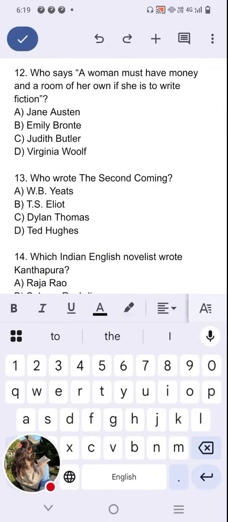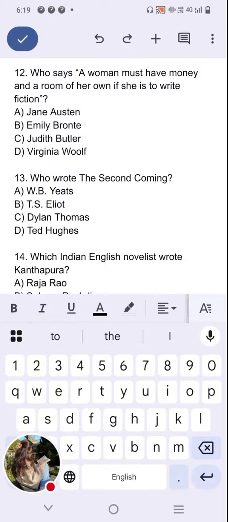Next question, who says a woman must have money and a room of her own if she is to write fiction? Option A, Jane Austen. Option B, Emily Bronte. Option C, Judith Butler. Option D, Virginia Woolf. Which writer says a woman must have money and a room of her own if she is to write fiction?